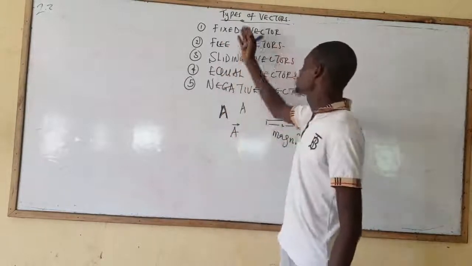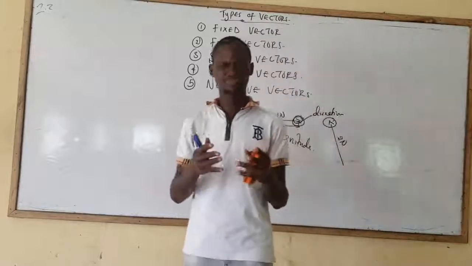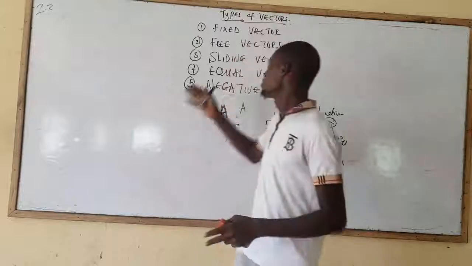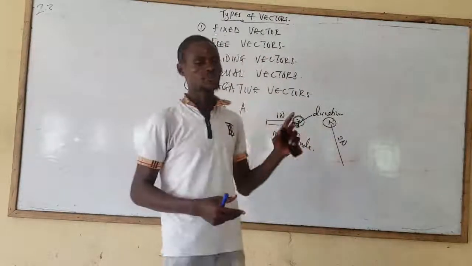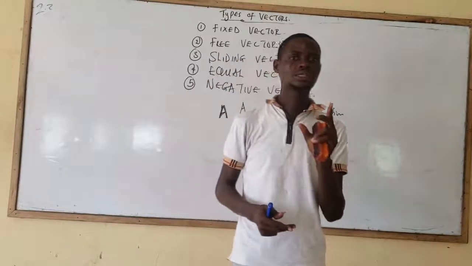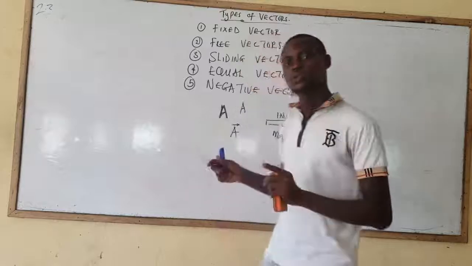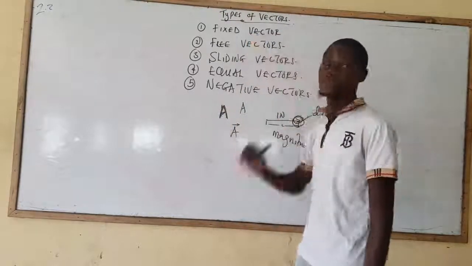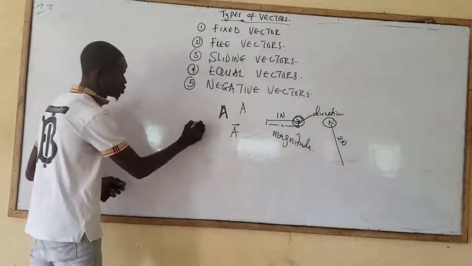Now, today we're looking at the types of vectors that we have. There are varieties of vectors which are applicable to different quantities. For instance, we have what we call a fixed vector. A fixed vector is a vector that is used to represent a force acting on a body, or let me say a particle. A force that is acting on a body or a particle that is fixed at one point, we call it a fixed vector.